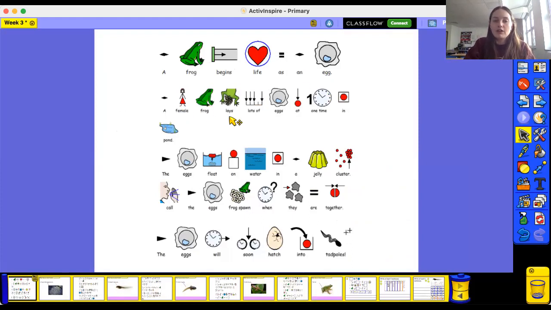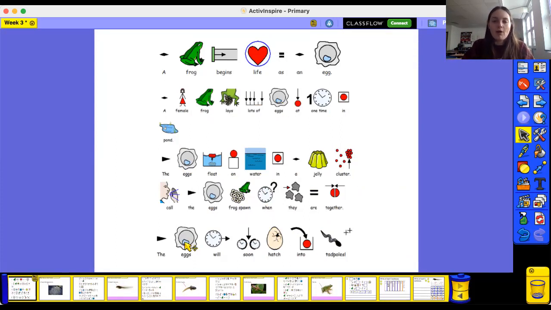A frog begins life as an egg. A female frog lays lots of eggs at one time in the pond. The eggs float on the water in a jelly cluster. We call the eggs frog spawn when they are together. The eggs will soon hatch into tadpoles.